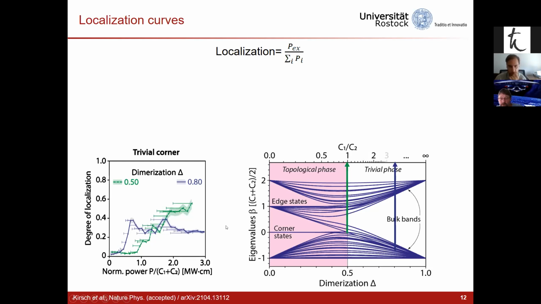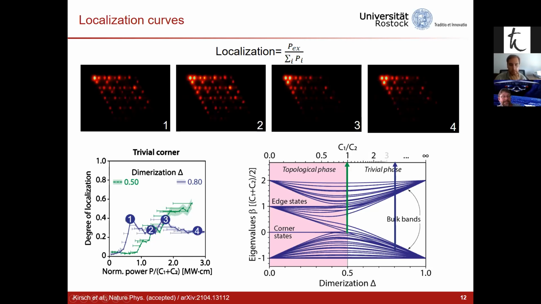So if you go to higher dimerization, 0.8, you see that in the beginning it starts similarly, but you get relatively quickly a strong localization. But then with increasing power, the localization remains. And the reason is that light is now trapped within one unit cell.